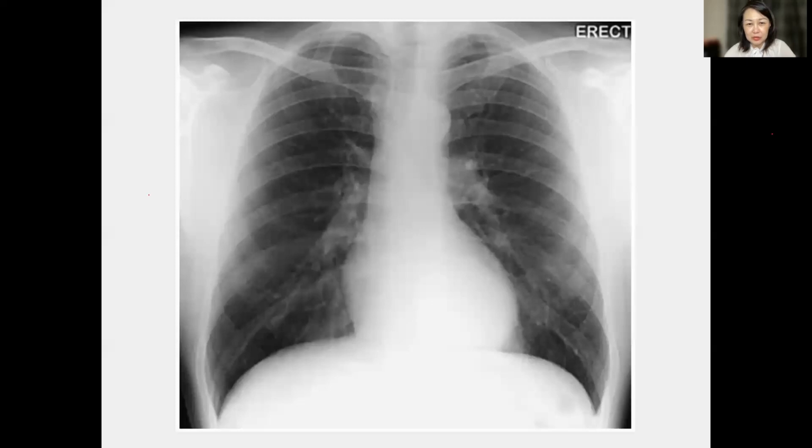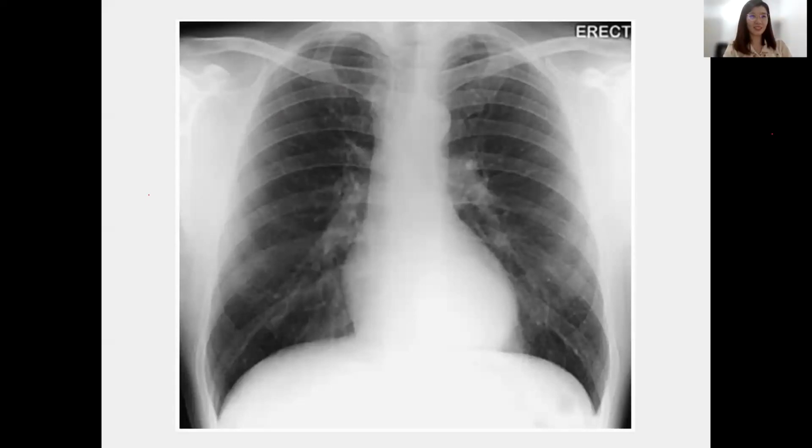The question was how to differentiate consolidation and nodule. But does anyone have the answer for this X-ray? I'm also trying my best. I can't find anything. Is there a mass over the left side in the middle? Left hilar mass. Okay, I also think so.